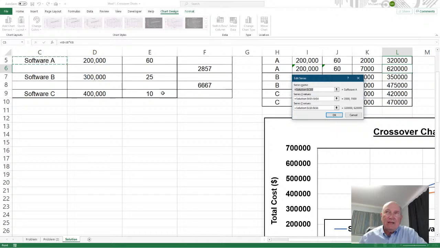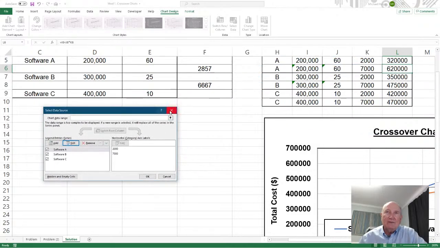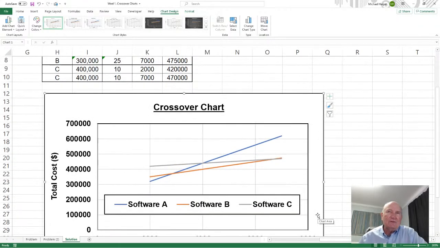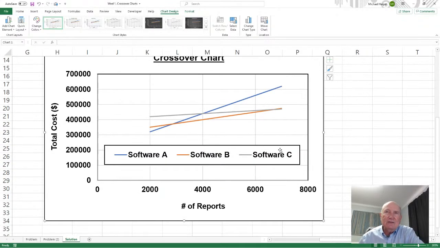So there's a name, the solution X's are these here, the Y values are these here. I say okay. I do the same thing for software B and software C. I left this in here so you can see how to do it and how to graph. There's no graphing in this first homework assignment, but I'm showing it to you so you can look at it. You can see the crossover where software A crosses over software B right here, somewhere around 2857, and then software B crosses over software C somewhere here, 6,667.